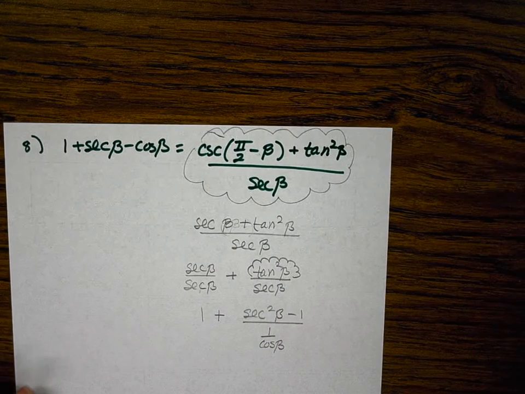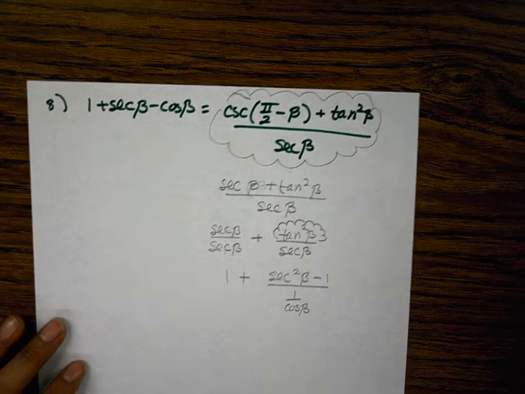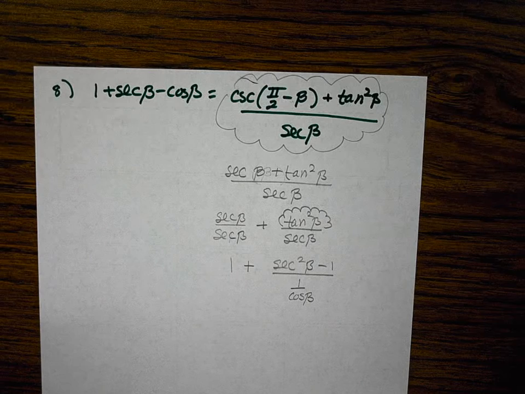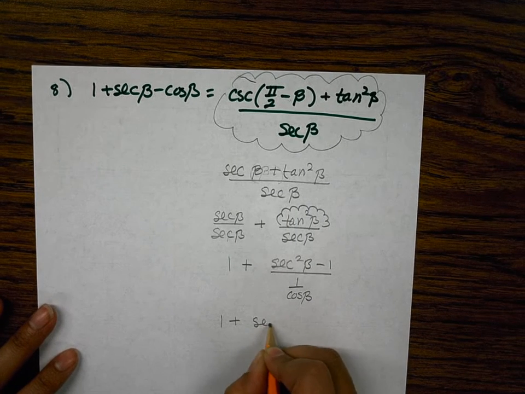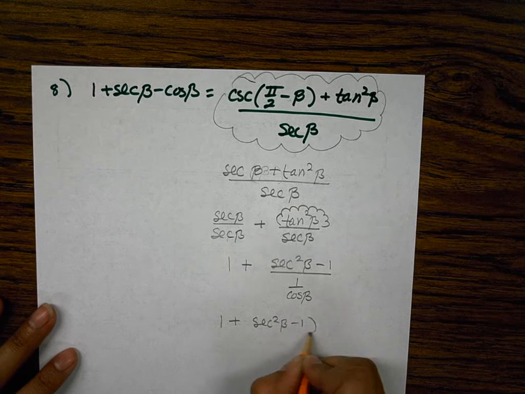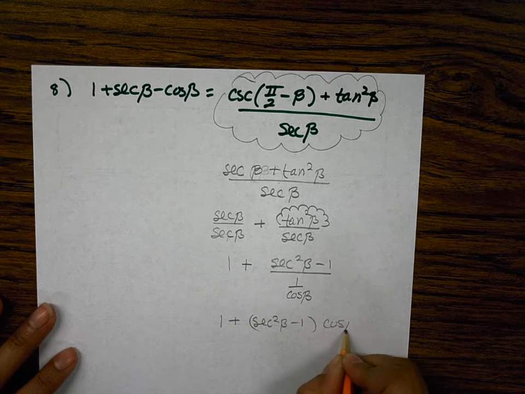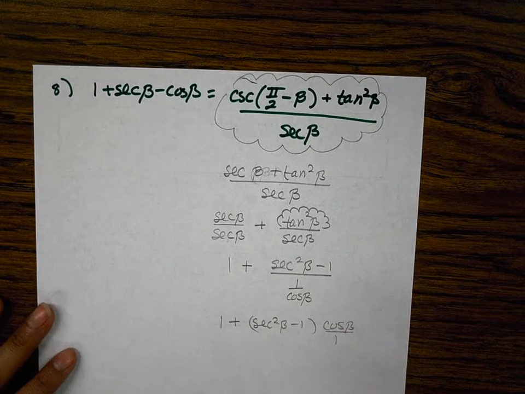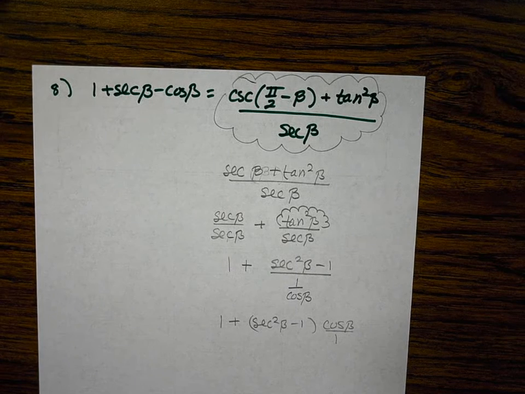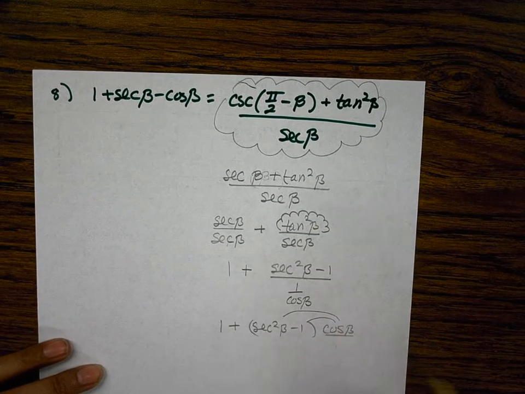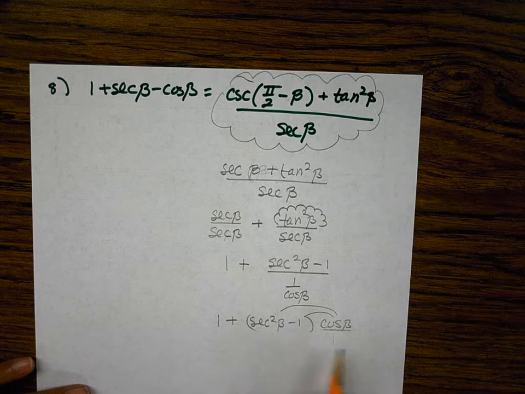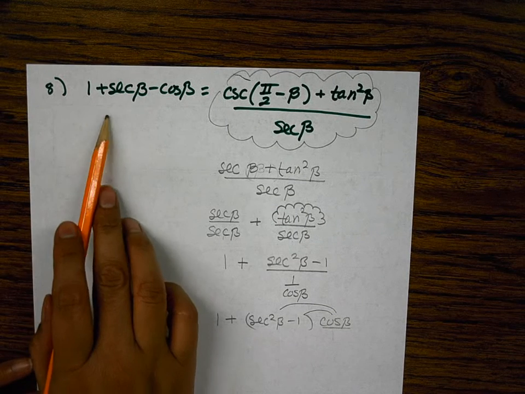This is definitely a harder type of problem that you're going to see. All right, multiply by the reciprocal, 1 plus secant squared beta minus 1 times cosine beta over 1. I don't need that 1 in the denominator anymore. It's not necessary because there is no more fraction. So I'm just going to erase it. I'm going to leave you here. You distribute and clean it up. Once you clean it up, you should indeed end up with this here.